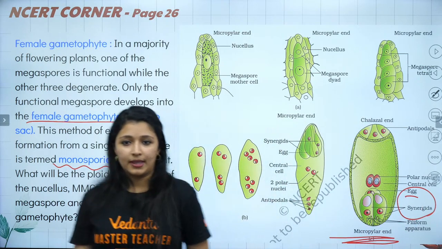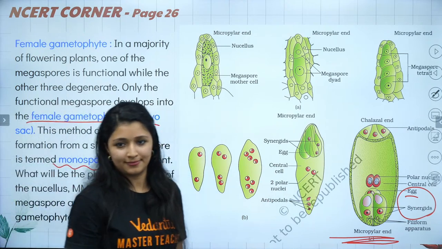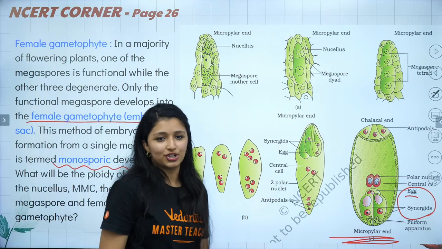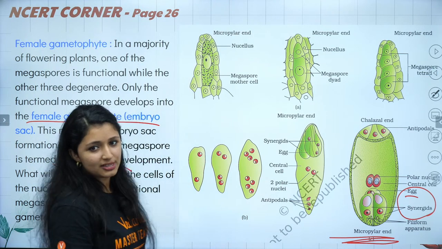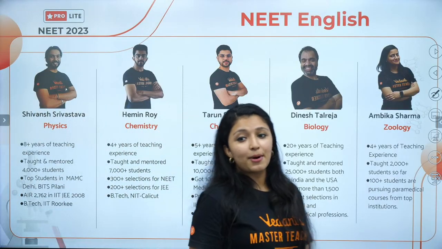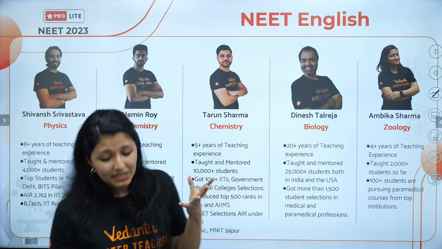How will children come? This is plant reproduction, no, Riya? How children will come, you have to ask your zoology teacher. Sindhur ma'am will take human reproduction, then she'll tell you. Now, Riya has asked how children will come, or if you have so many more doubts.